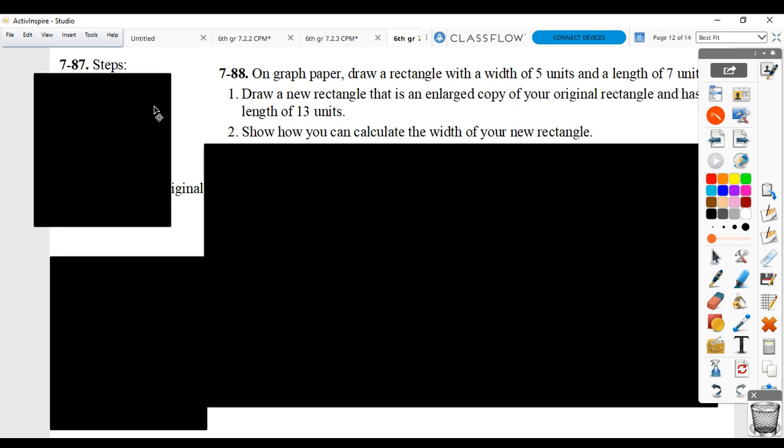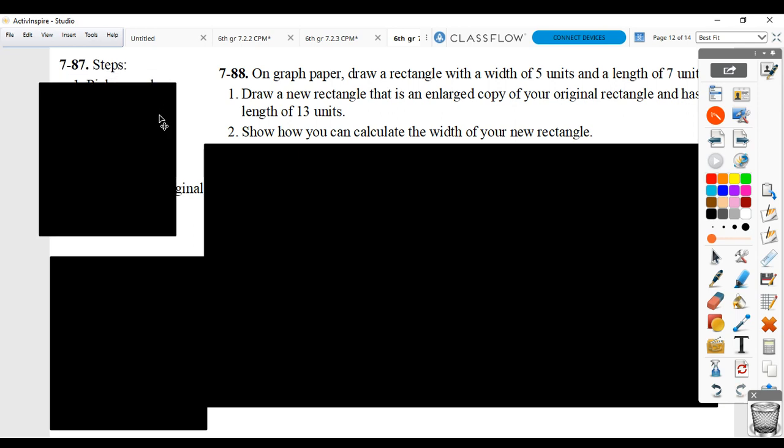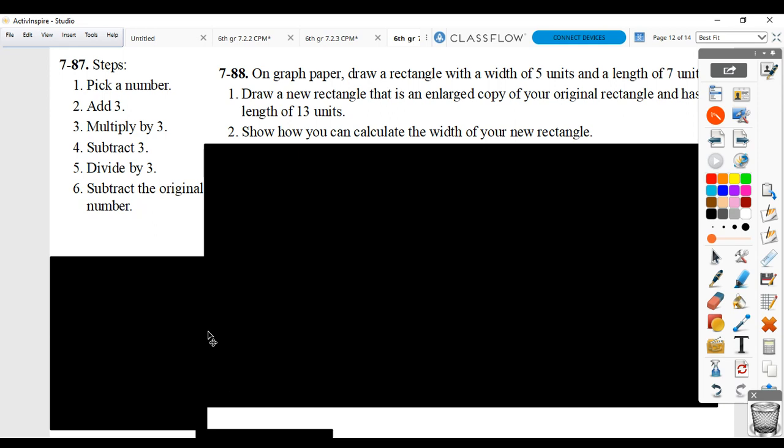For 787, you were supposed to write the steps that matched. And what you should have had is your first step is pick a number. Again, we use that whenever we're thinking of a variable term or an x tile. Then add 3. Then multiply by 3. I would also take it if you put triple it there. Then subtract 3. Then divide by 3. And lastly, subtracting the original number.